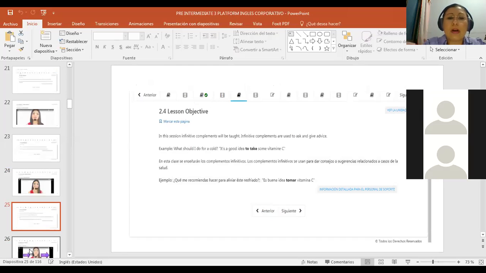And then we will cover until section 2.4, that says, in this session, infinitive complements will be taught, and they are used to ask and give advice. For example, what should I do for a cold? It's a good idea to take some vitamin C, right? When we are talking about taking medicine, you say take some pills, take some aspirins, take some vitamin C, etc. We don't say drink, right?